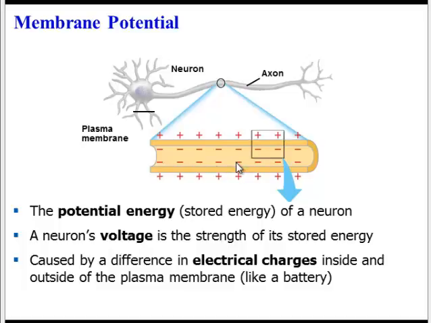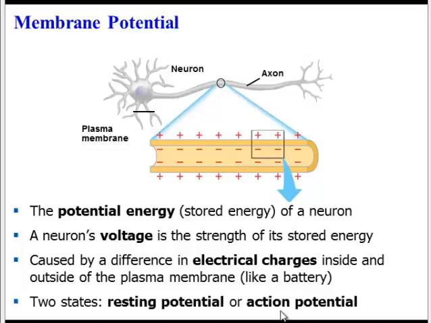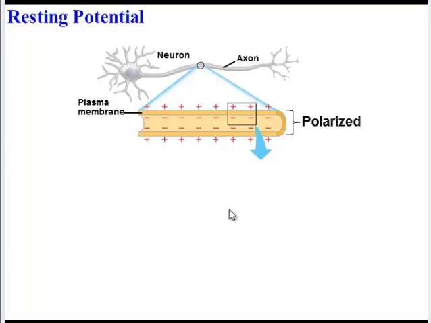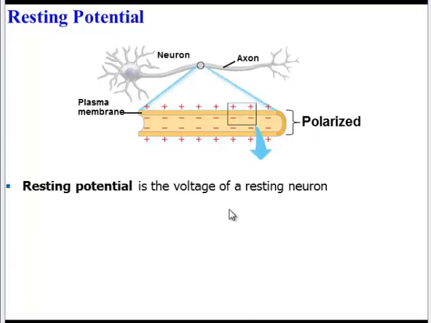Much like a battery has a negative and a positive end, the cell can be negative or positive inside compared to outside. And in general, the neuron is found in two states, either resting potential or action potential. Let's start by seeing what the neuron does when it is resting. So the resting potential is the voltage of a resting neuron. And to be clear, a resting neuron is not transmitting a signal.